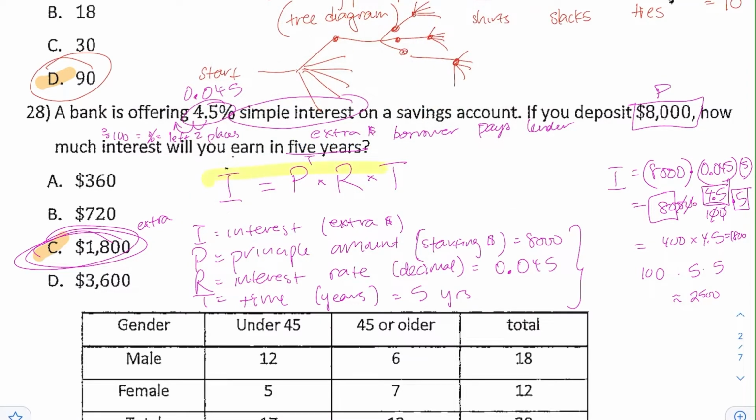So for this question, you use the simple interest formula, I equals PRT, to figure out how much extra money you have in this bank account after a set number of years. So just remember that I is the interest, extra money, P is the principal amount, or starting money, R is the interest rate, and it's always in decimal, and T is the time in years.